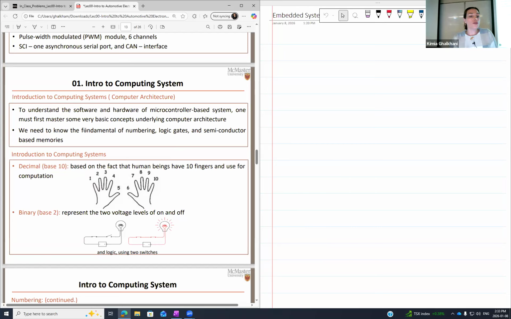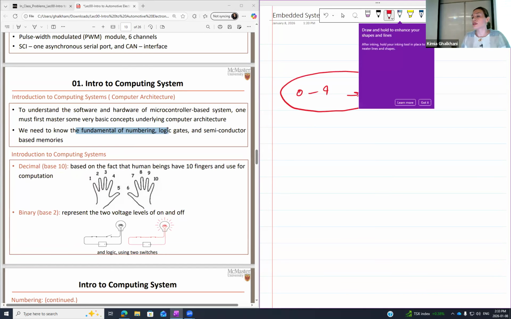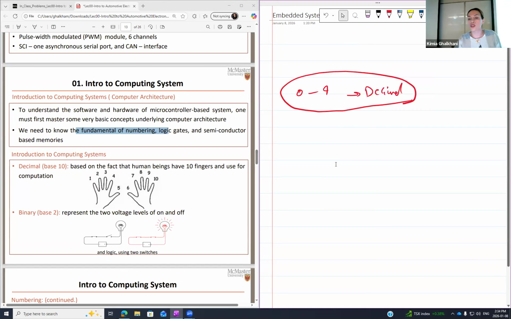Now we are focusing more on numbering, because a computer cannot understand everything the way we do. Human language is closer to decimal. Decimal means numbers starting from 0. Any number from 0 to 9 is called decimal. Decimal is understandable for humans, but how about for a machine? A machine cannot understand this. So this is the human language.